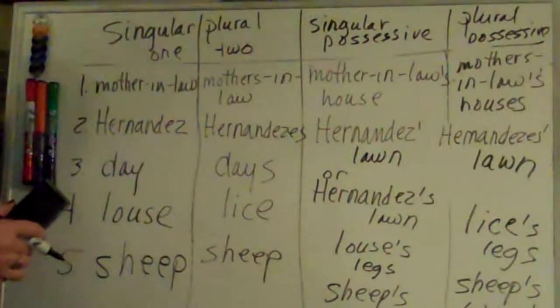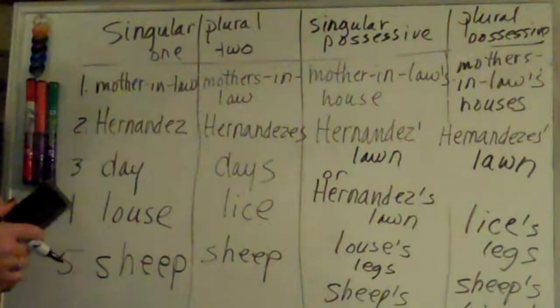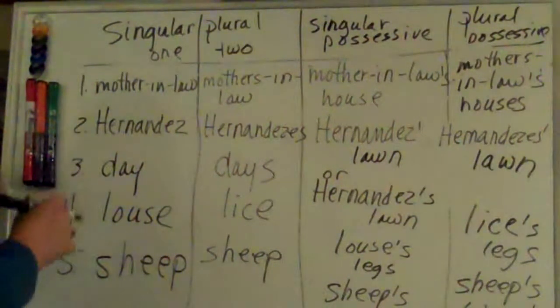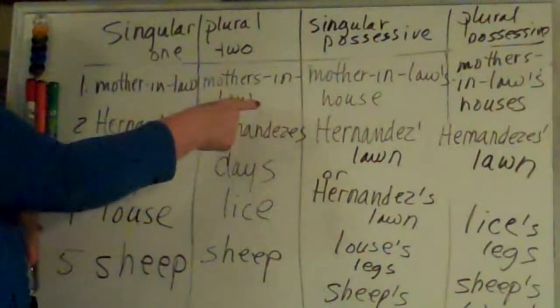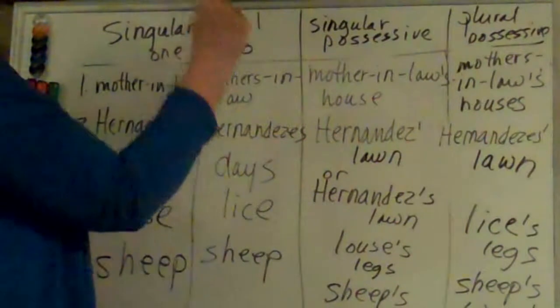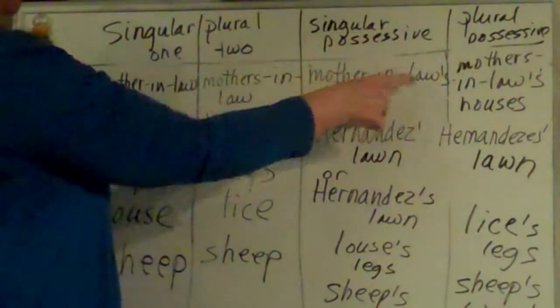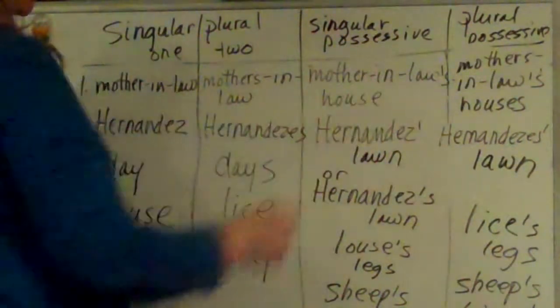Okay. Hopefully you've turned the recording back on so you can see what the correct answers are here. So let me just go through these with you. So this is one mother-in-law, two mothers-in-law. But it's the house of my mother-in-law, one mother-in-law. So it's my mother-in-law's house. The apostrophe comes before the S right here, okay?